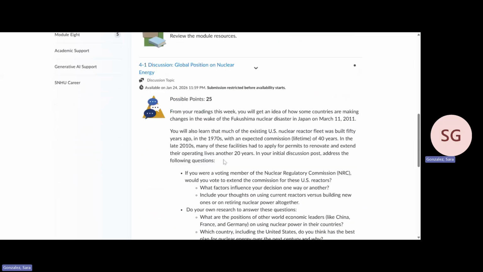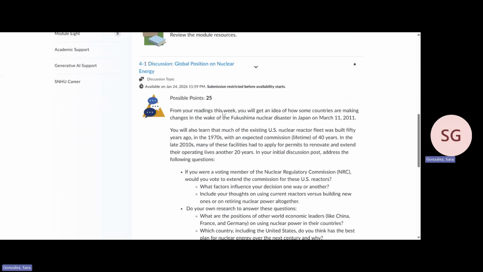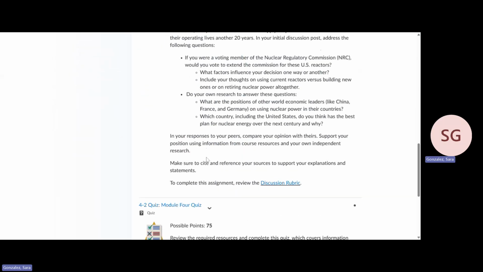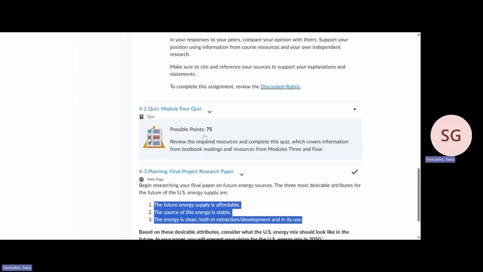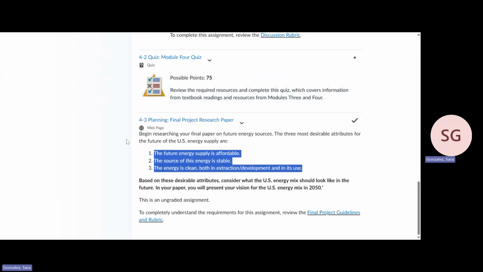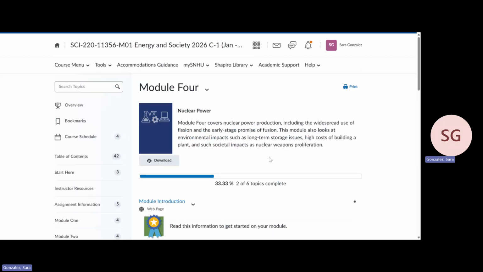Again, what's due for this week? Thursday, your initial discussion post is due for the global position on nuclear energy, your two responses by Sunday, and make sure you complete your quiz, and then look into your planning for your final research project.